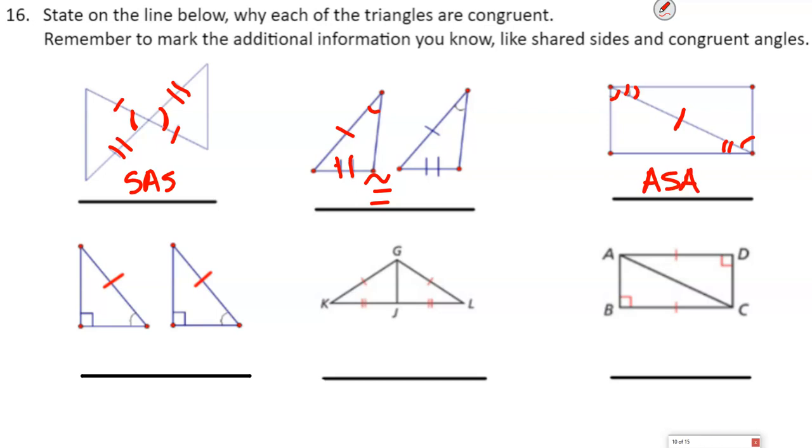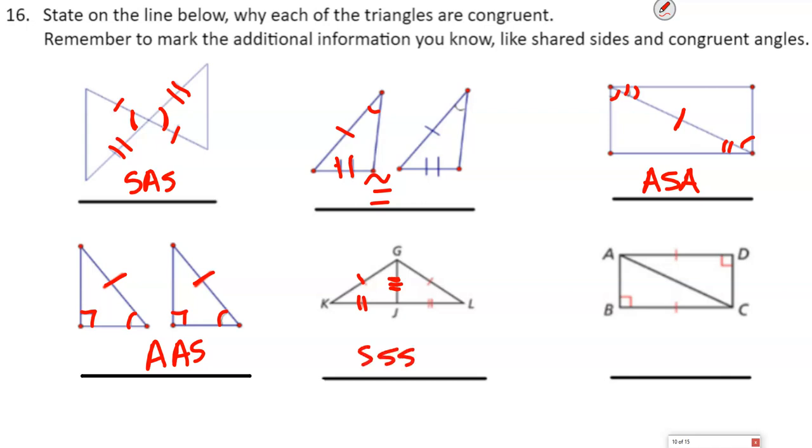All right, this next one, what do we have? Notice we have an angle, and a side. Angle, angle, side. Don't assume it's HL just because there's a right angle, okay? Here we have a common shared side again, right? So what do we have? Side, side, side.